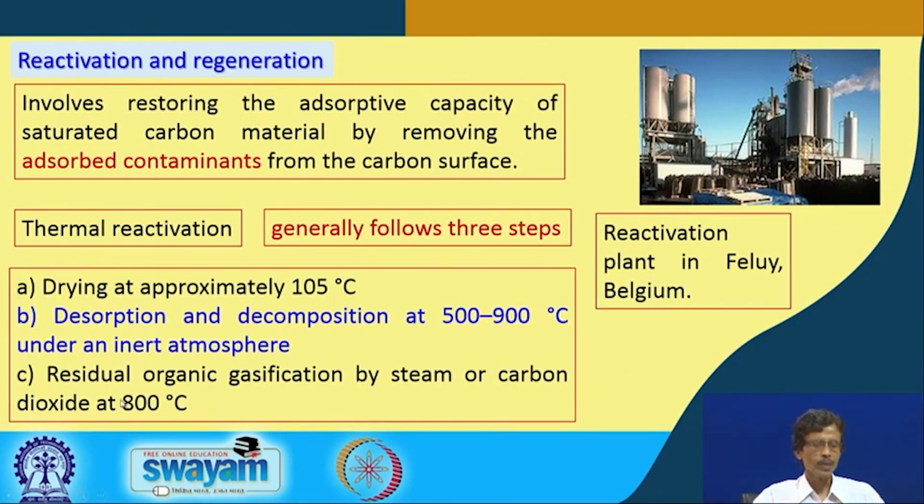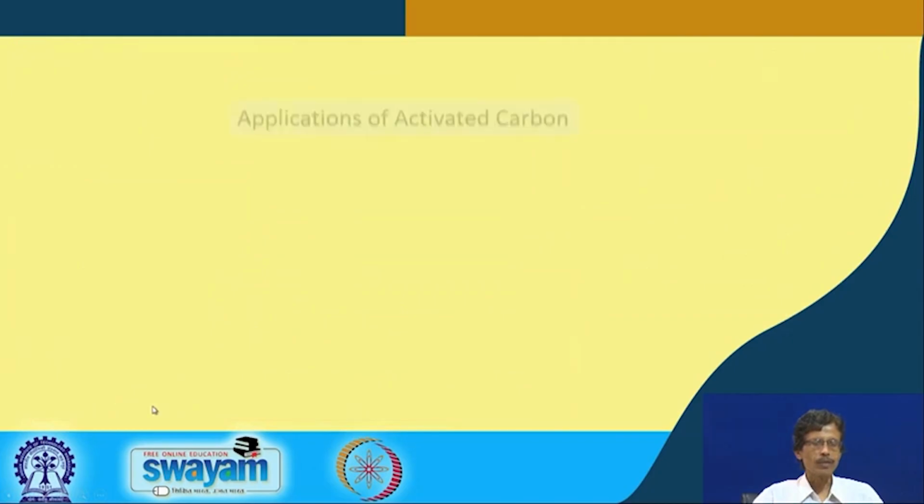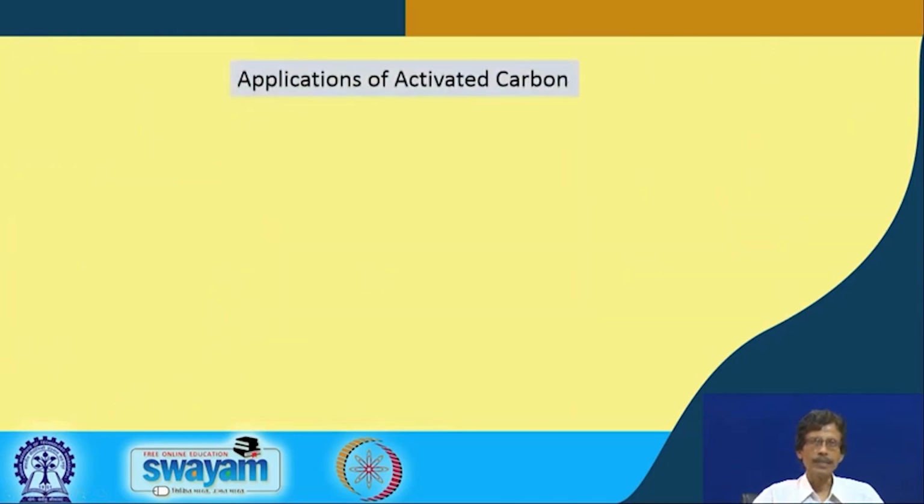So a high temperature regeneration process, the thermal reactivation process, will not give us back the molecule which has been adsorbed. Then the third process is residual gasification by steam or carbon dioxide at 800 degrees centigrade. Residual organic gasification can be done by simply passing steam and carbon dioxide at the higher temperature of 800 degrees centigrade, when the adsorbed molecule can be pushed out from the surface of the activated carbon. So these techniques are very useful for regeneration of activated carbon.